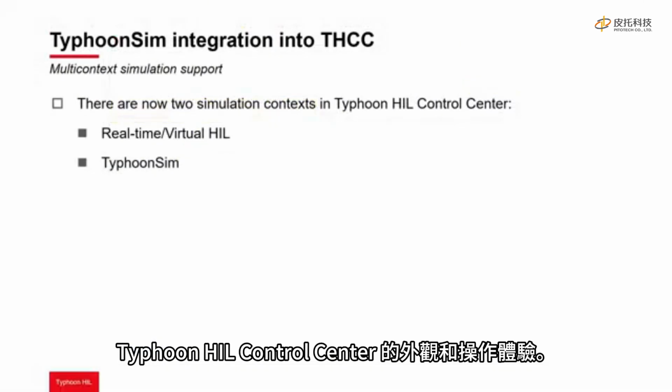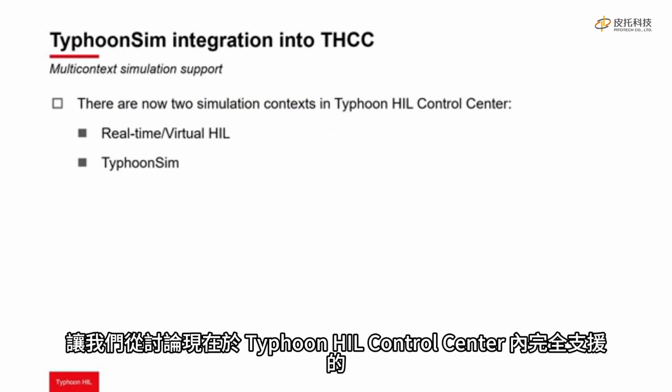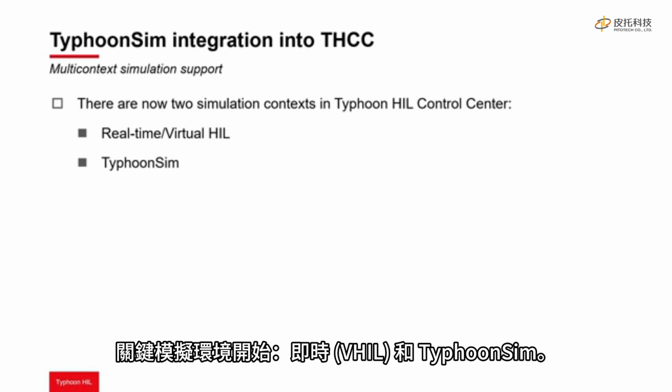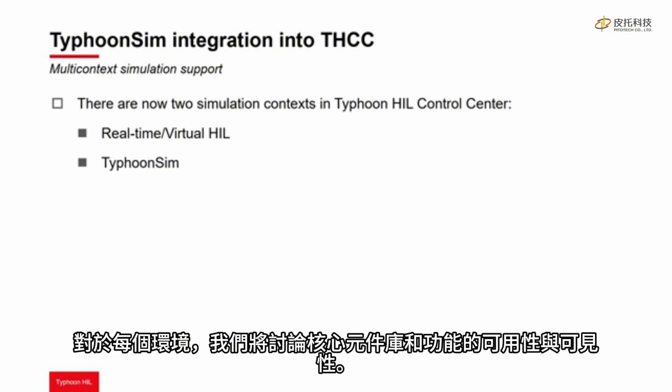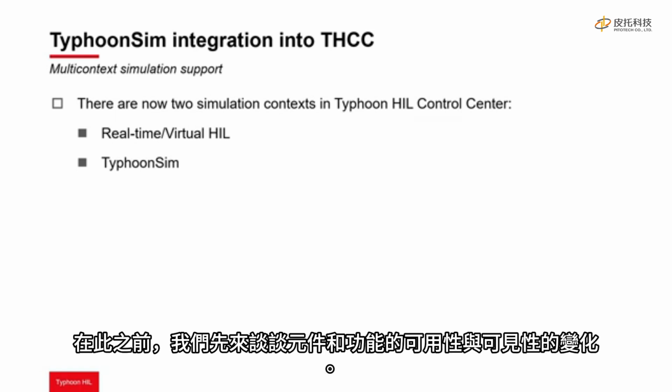Let's begin by discussing the key simulation contexts which are now fully supported within Typhoon HIL Control Center: real-time, VHIL, and TyphoonSim. For each of these contexts, we will discuss the core library component and feature availability and visibility. Before this, let's talk a little bit about component and feature availability and visibility changes.